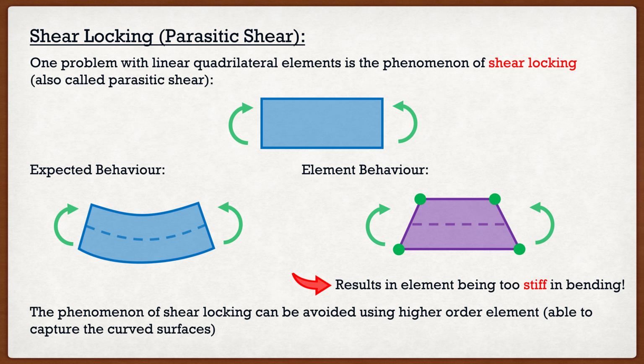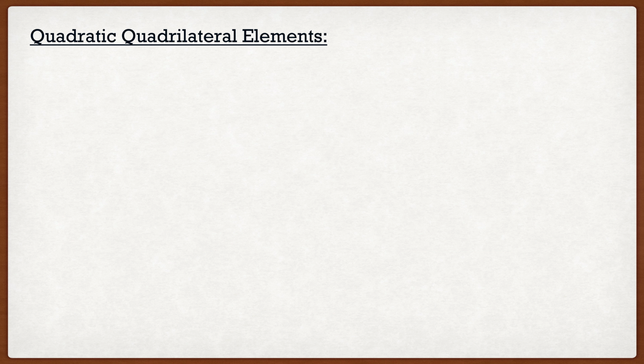Triangular elements have the drawback of constant strain. Linear quadrilateral elements have the drawback of this shear locking or parasitic shear. Now let's move on to quadratic quadrilateral elements.